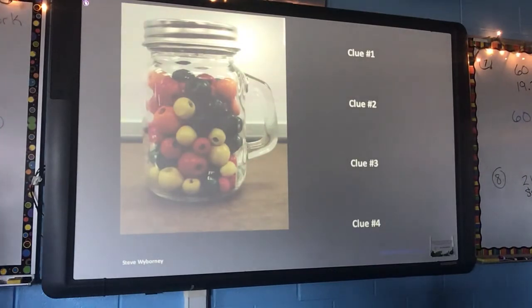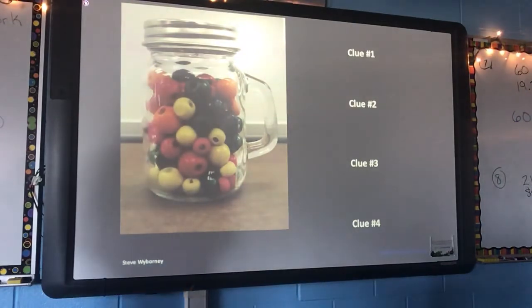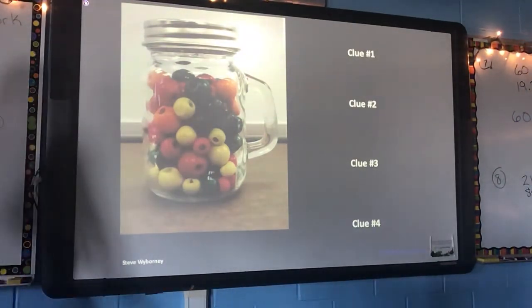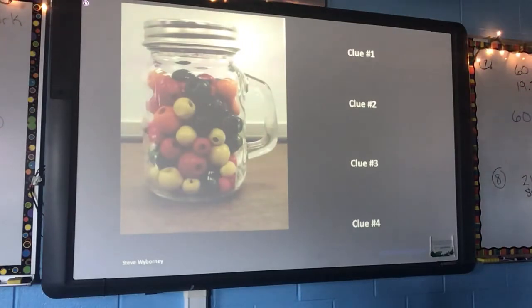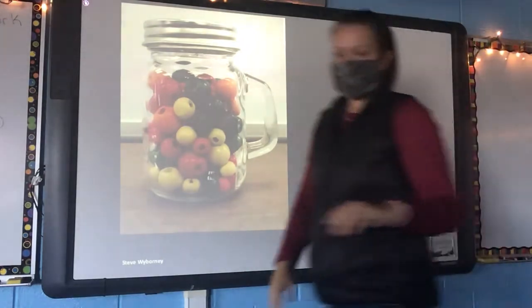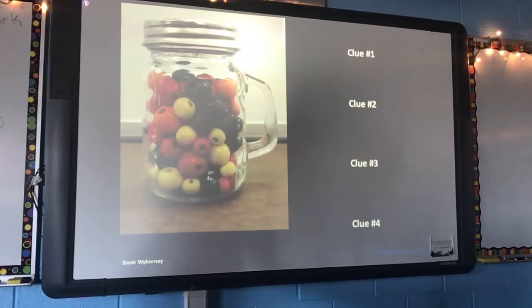All right, I want you right now, before we get any clues, give me an estimate. How many beads do you think are in this jar? One more second, write down your estimate. Everybody have an estimate written down? All right, here we go.